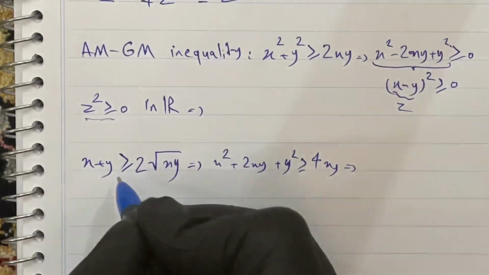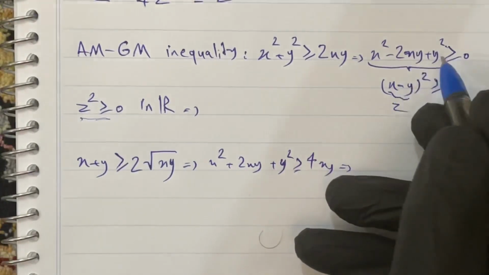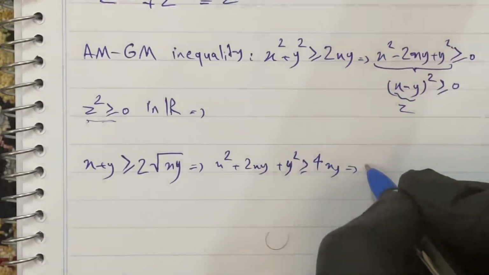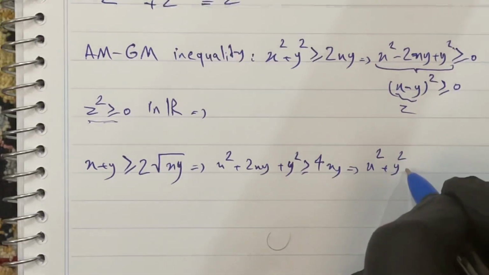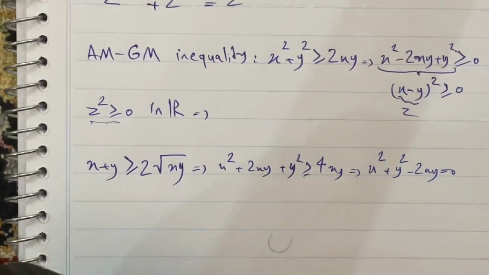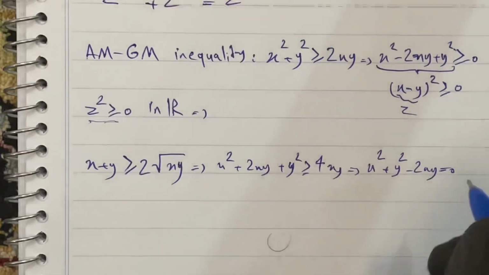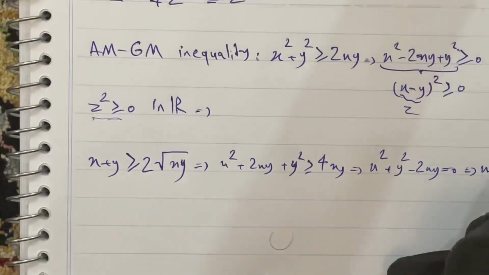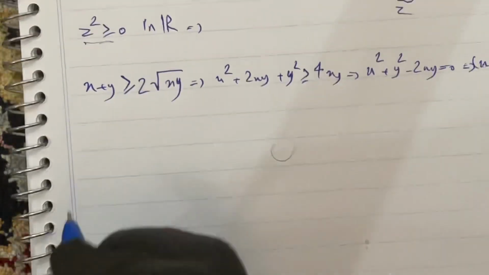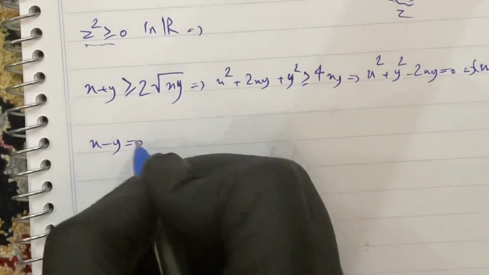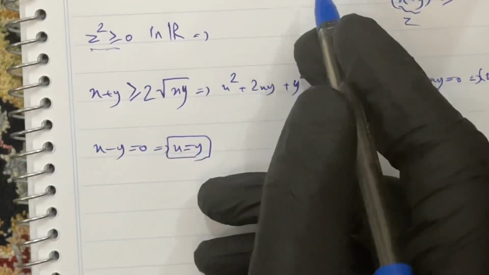And now the important part is when the equality happens. When do we have the equality here? When x squared plus y squared minus 2xy is equal to 0. We just want to know when this equality happens. So when does it happen? When x minus y to the power of 2 is 0. When does it become 0? When x minus y equals 0, and then x equals y. And that is the condition for the equality.